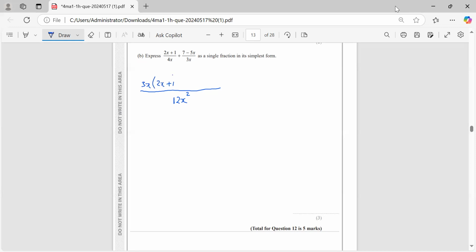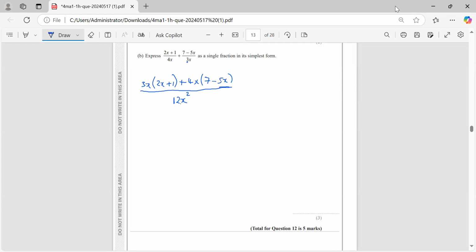2x plus 1. And then you also take this 3x right there, divide it into this 12x squared, so you're going to get 4x. So you put the 4x here, and then it's multiplying 7 minus 5x.